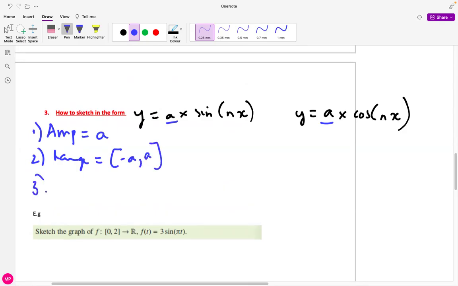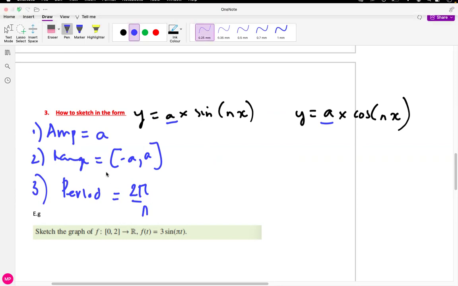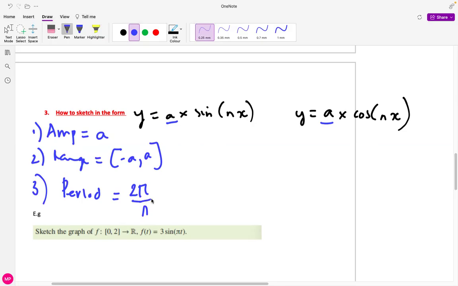Now the next step is to find the period. So the period is 2 pi over n. Okay, right, 2 pi over n. Now, to make it easier to sketch, we're going to do another step, which I usually call the step: how much is each step, or how much is an interval.